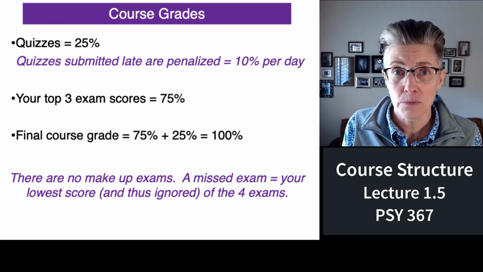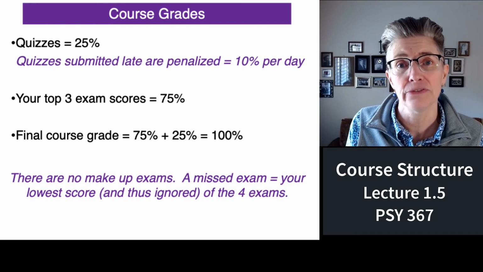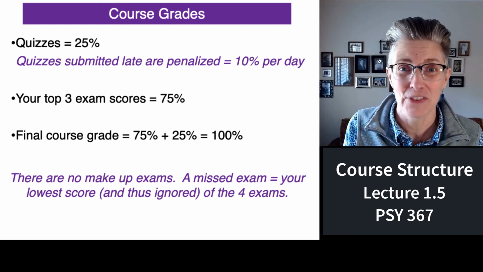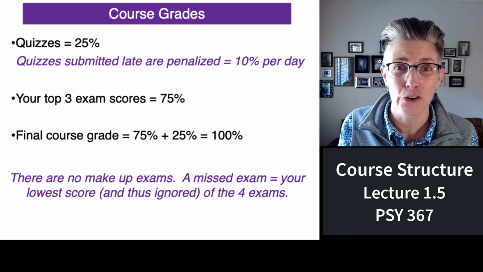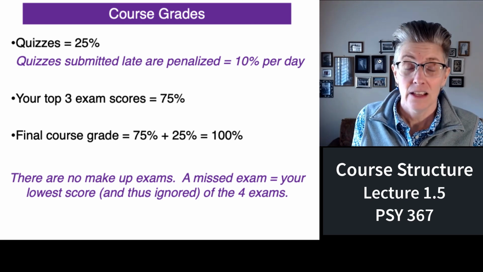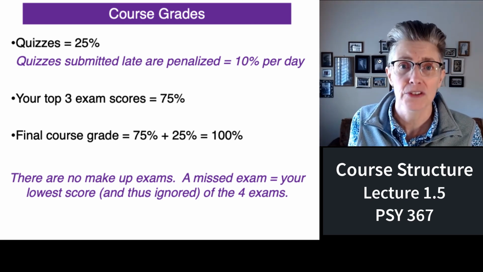Your exams altogether, your top 3 exams, are worth 75% of your final grade. And you put 25 and 75% together, and bingo, that's your grade. So super easy calculation of your grade. Again, there are no makeup exams. If you miss an exam, that's just your lowest of the 4 exams.